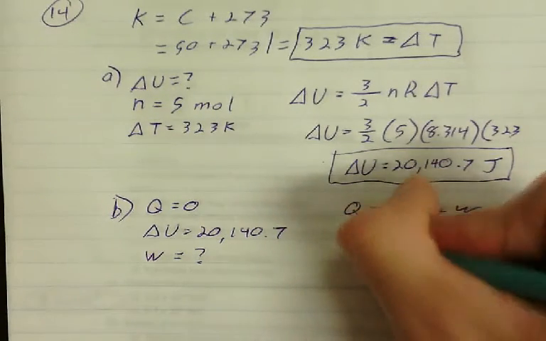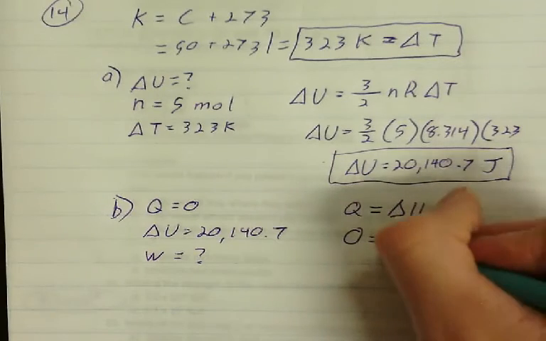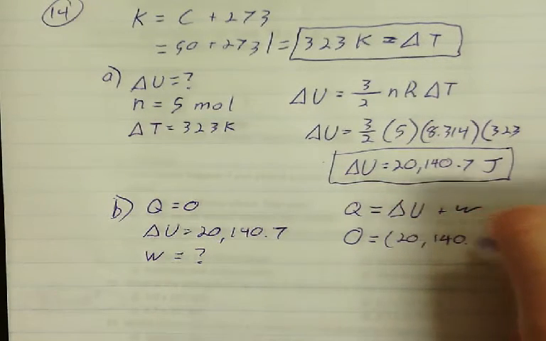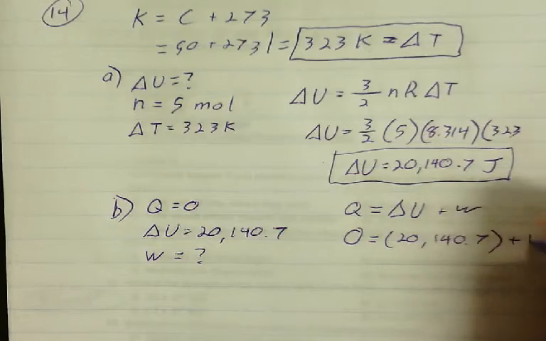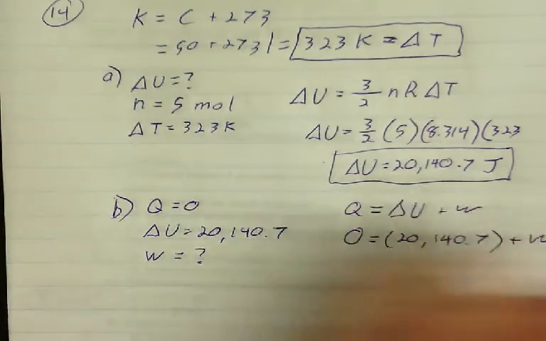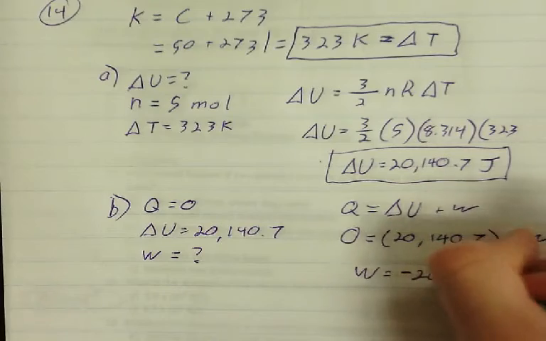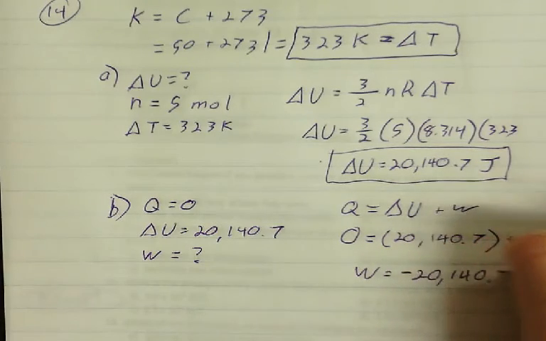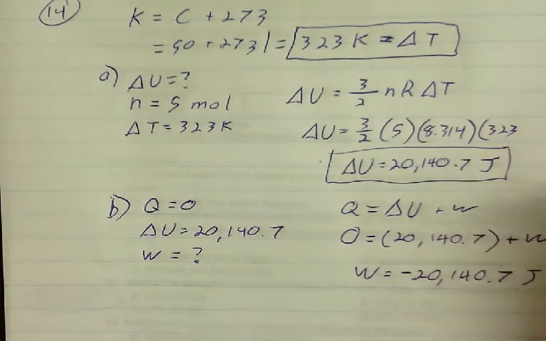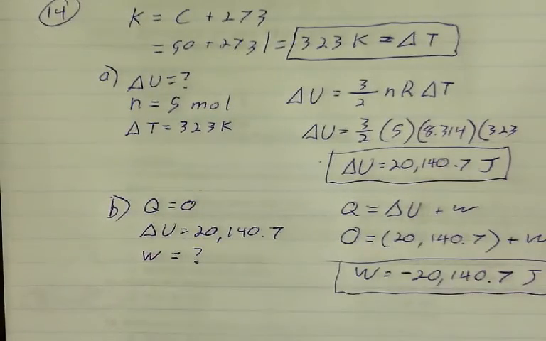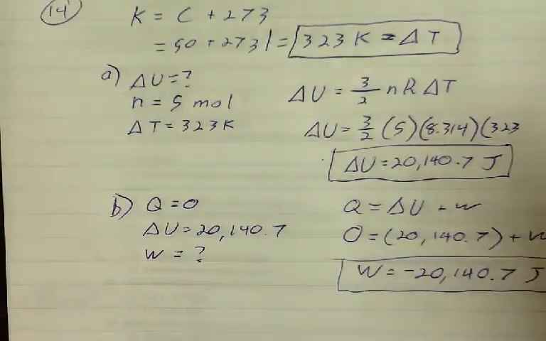So no heat transferred. The internal energy changes by 20,140.7 plus work. So you'd subtract that to the other side, and the work is negative 20,140.7 joules. Mason, I realize now I told you the wrong thing. I was thinking about the wrong problem.